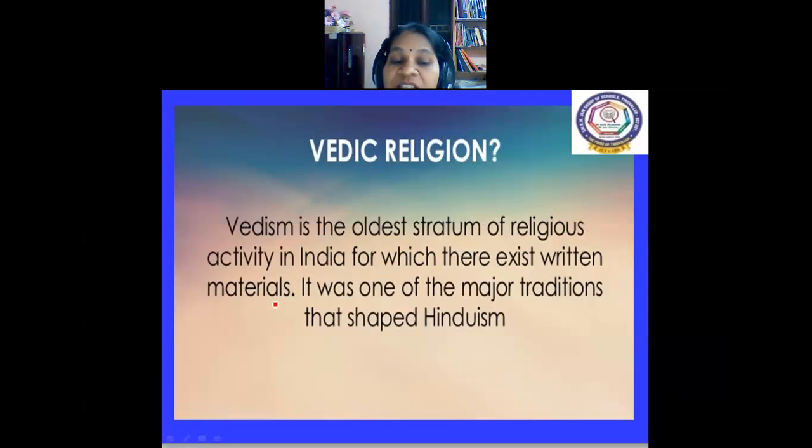Vedism is the oldest stratum of religions. Vedas are very old, I told you before, 1000 to 500 BC. This Vedism is the oldest stratum of religious activity in India for which there exist written materials. It was one of the major traditions that shaped Hinduism.